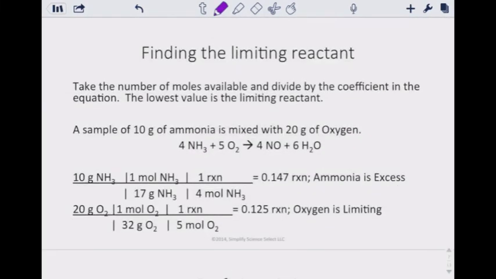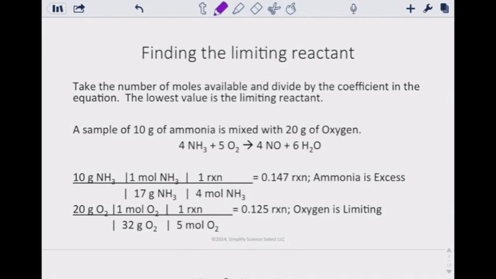So when finding the limiting reactant, what we really do is take the number of moles available and divide by the coefficient in the equation. The lowest value is the limiting reactant. So the limiting reactant is always the smallest. So here is an example.